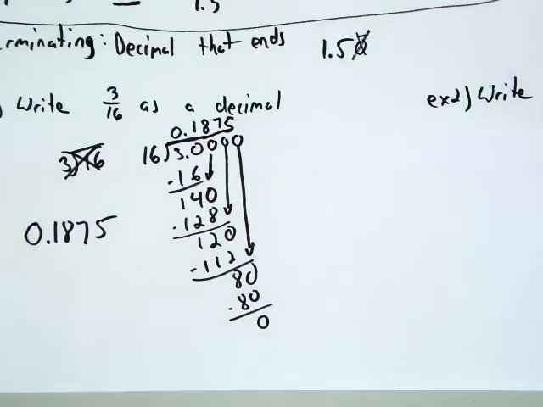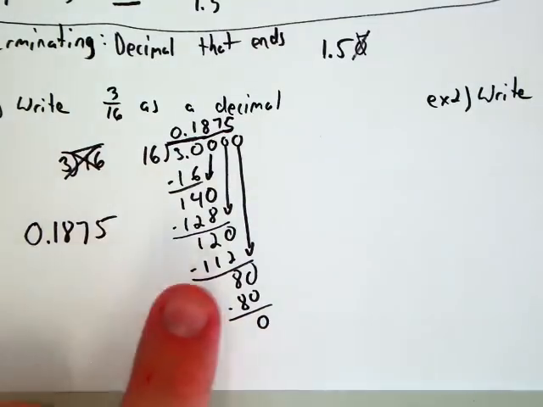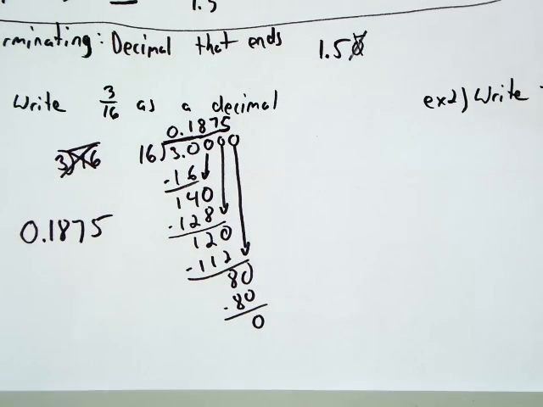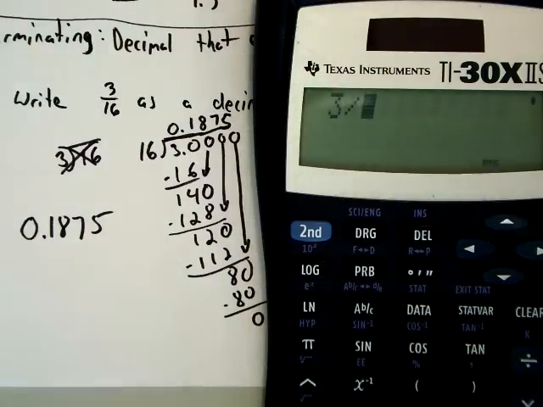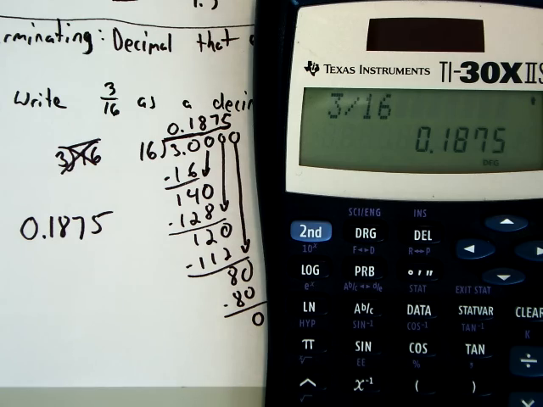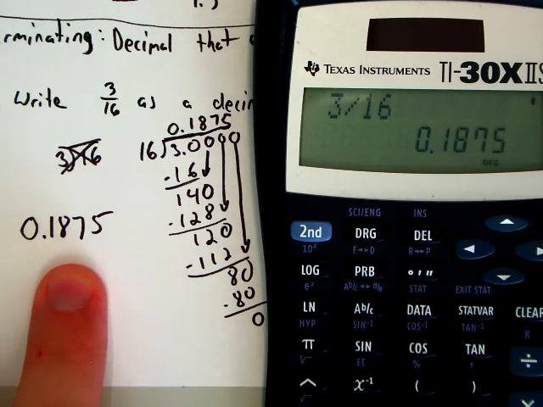If you have a calculator, you can simply do the division on there. But in the event that you like the long division, you can use this. So on your calculator, if you have one of these, you would do 3 divided by 16. And that equals 0.1875, which happens to be what we got here.